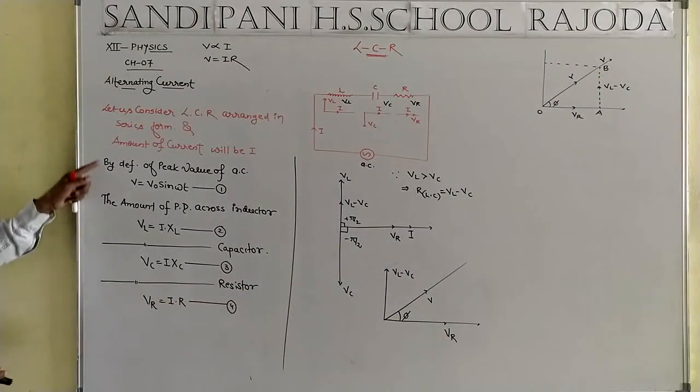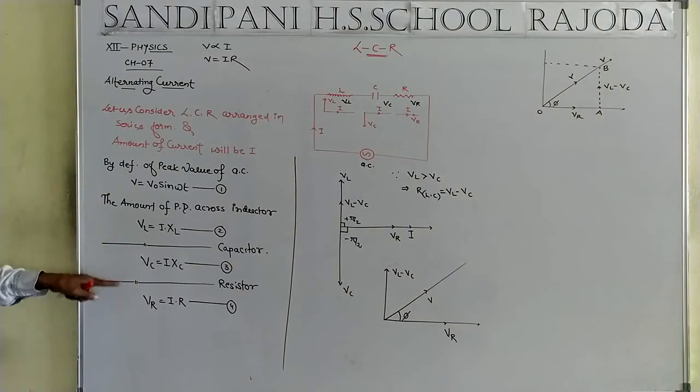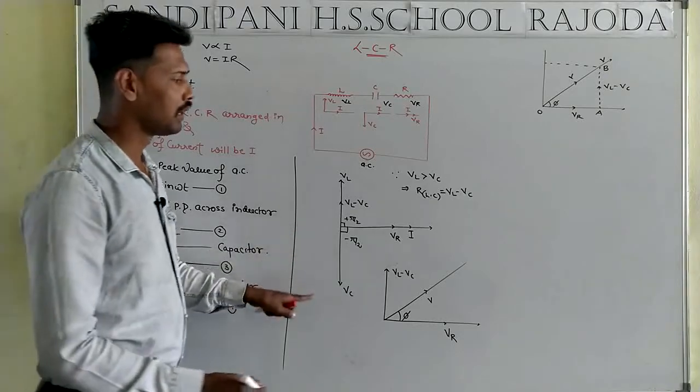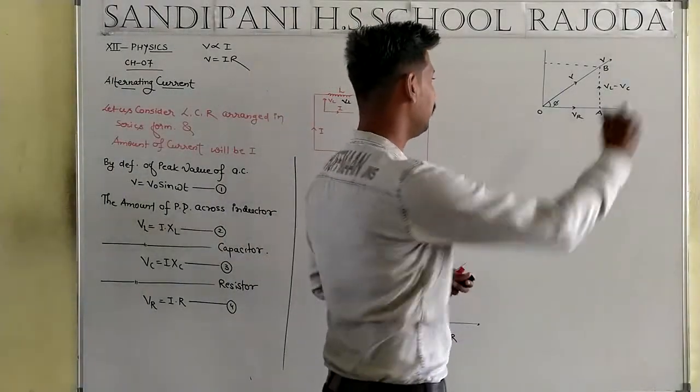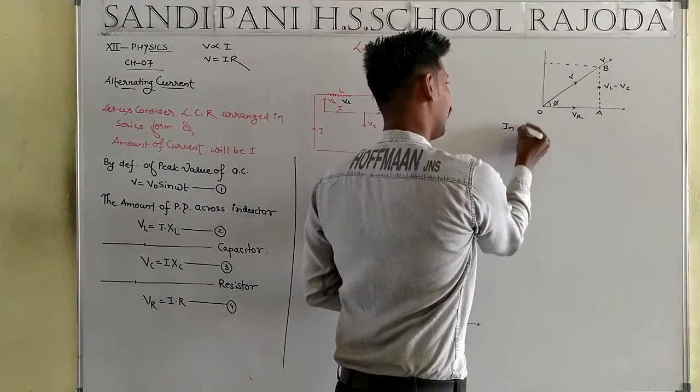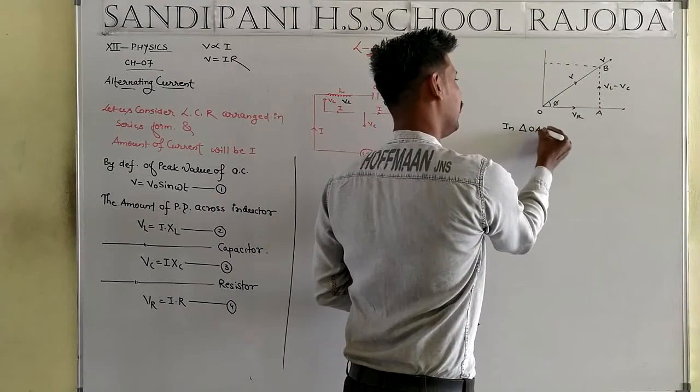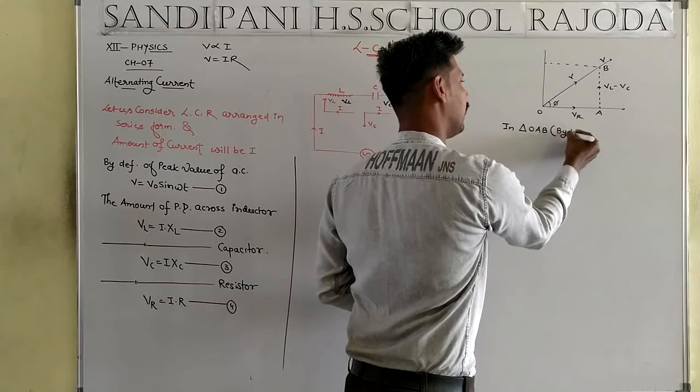First one, by the definition of potential difference we get equations number first, second, third and fourth. By use of the graphical representation we get a triangle OAB. In triangle OAB by using Pythagoras theorem.